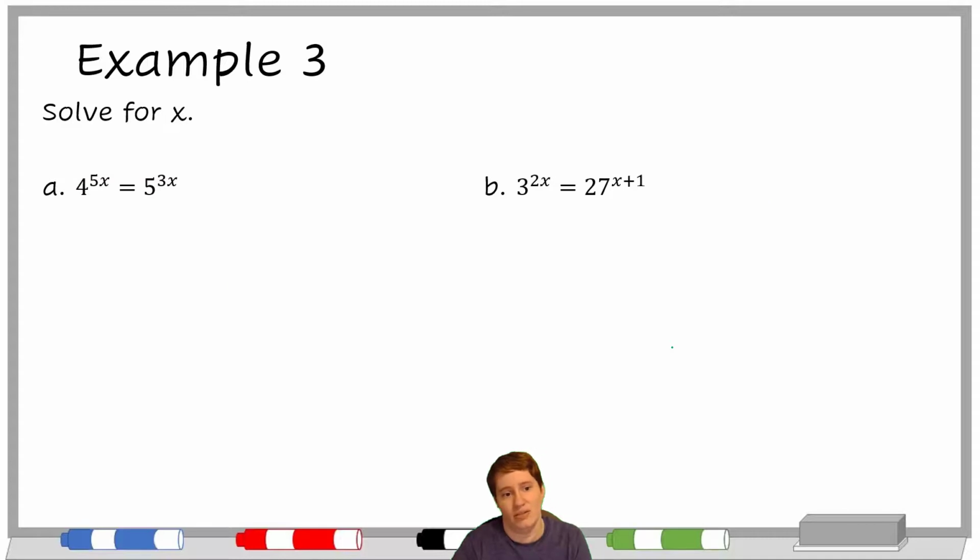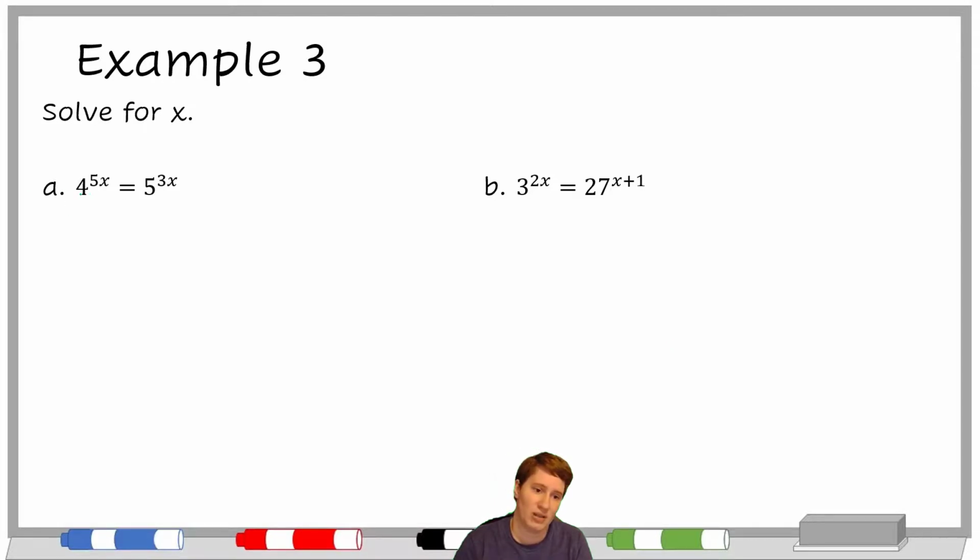Example 3, solve for x. So we can solve both of these using logarithms. We're going to use natural logarithms, although technically we could use any kind of logarithm we wanted to. But in general, if you're going to pick a logarithm, you might as well pick either regular log with a base of 10 or natural log, because it's quicker to type in the calculator.